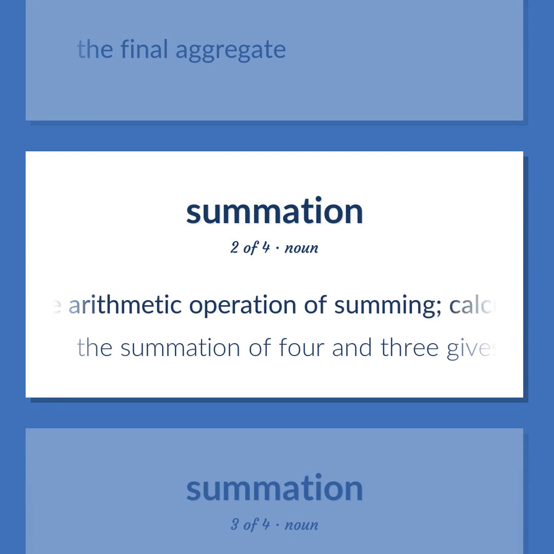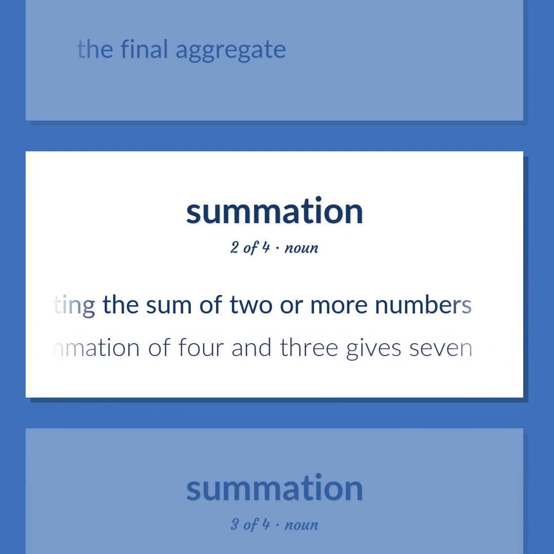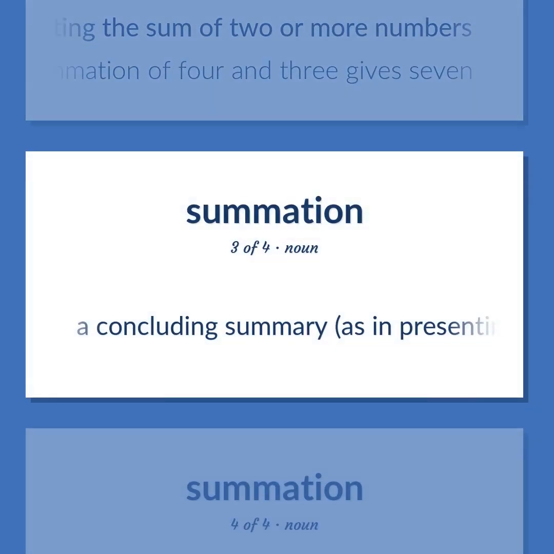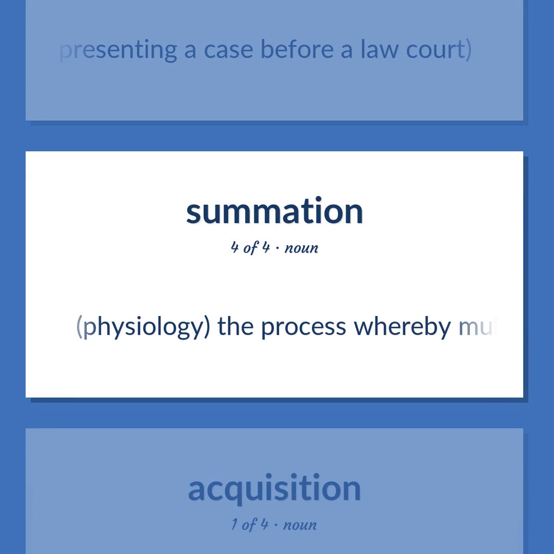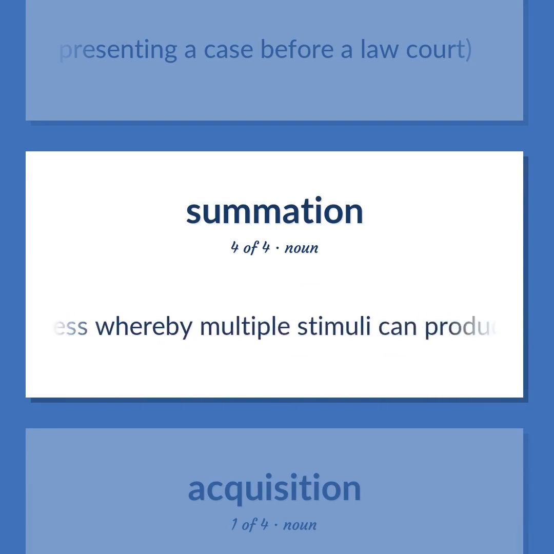The arithmetic operation of summing, calculating the sum of two or more numbers. The summation of 4 and 3 gives 7. A concluding summary, as in presenting a case before a law court. Physiology. The process whereby multiple stimuli can produce a response, in a muscle or nerve or other part, that one stimulus alone does not produce.